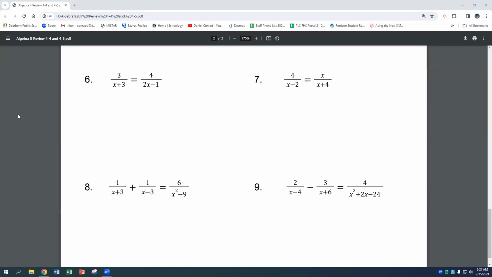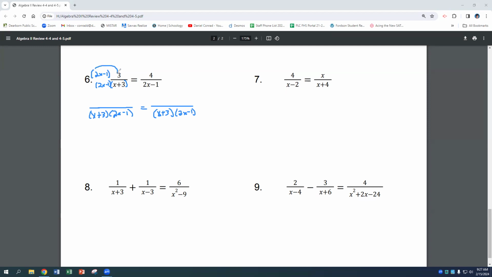Okay, we need a common denominator. So my common denominator here is going to be all the unique terms in the bottom. So I have x plus 3, but I also have 2x minus 1. Okay, in the first term on the left side of the equal sign here, I have an x plus 3, but I'm missing a 2x minus 1, so I need to multiply the bottom by 2x minus 1. If I multiply the bottom by 2x minus 1, I need to multiply the top as well.